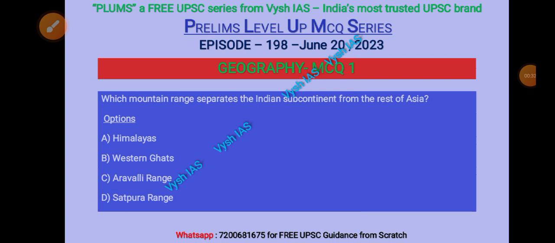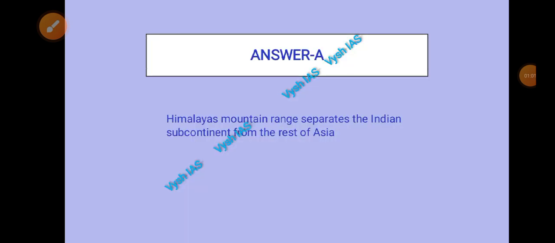The first MCQ: which mountain range separates the Indian subcontinent from the rest of Asia? Options are Himalayas, Western Ghats, Aravalli Range, Satpura. Today I have decided to put very easy questions so that you get started again. Let us see the answer now, and you know the drill: write your answers in the comment section along with your score. So the answer is A. The Himalayan mountain ranges separate the Indian subcontinent from the rest of Asia.